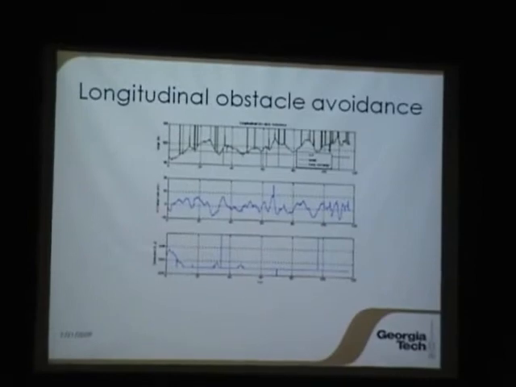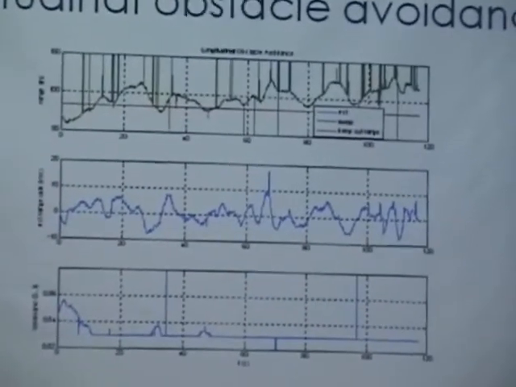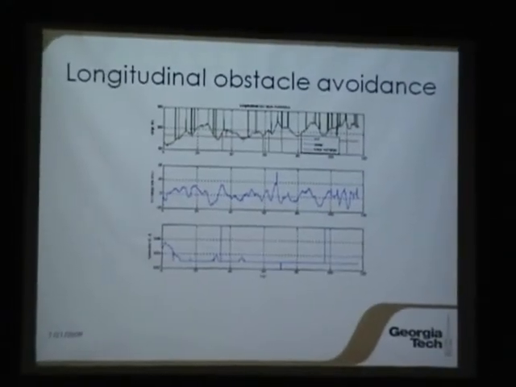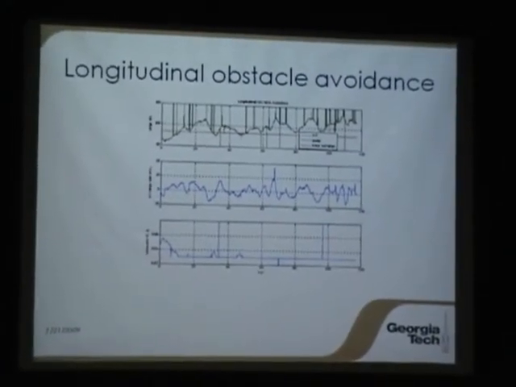This is a plot of our longitudinal obstacle avoidance. This is again using a forward-mounted sonar. It is trying to stay 7 feet away from a wall. You can see that in the presence of heavily noisy data, we are able to stay 7 feet away from the wall.